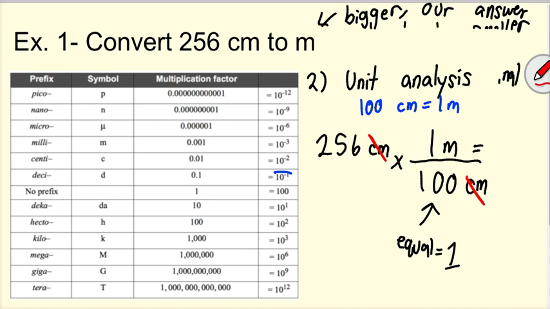I have 256 divided by 100. Okay, so it comes out to 2.56 meters. And that would be my answer.